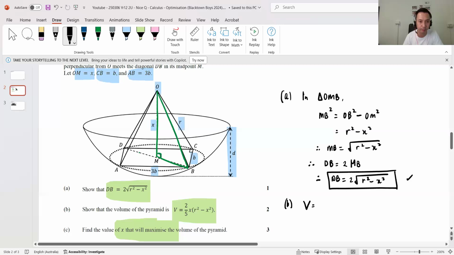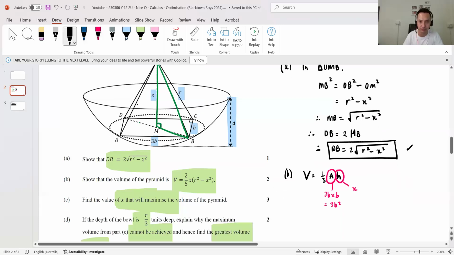Now, I know that the volume of a pyramid is a third times the area of the base times H. In this case, the height is X, so let me just highlight that, maybe I'll use pink. The area of the base is a rectangle, that's just 3B times B, which is 3B squared. And the height, I can see it there, it's X. So therefore, the volume is going to be a third times 3, so it's just B squared X.